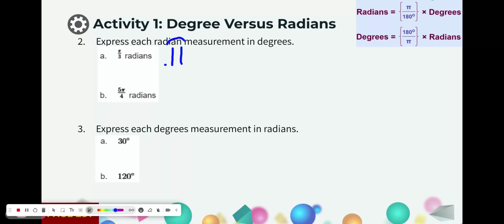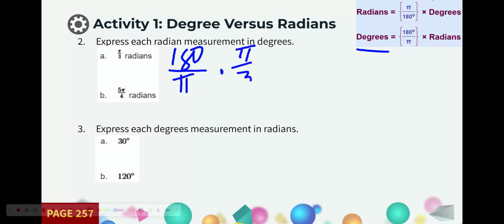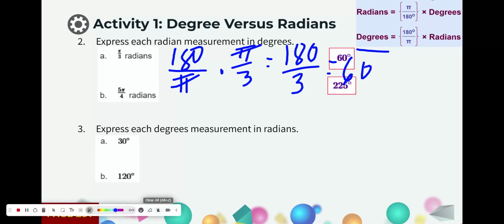So pi over 180 multiplied by, again, I need to erase it. Again, we're going to use the degree formula because this is in radians. So, 180 divided by pi, multiplied by pi over 3. So the pi cancels out, and that leaves 180 over 3. So, the answer is 60. Let's see if that's the answer. 60 and 225. Okay, let's do the other one.